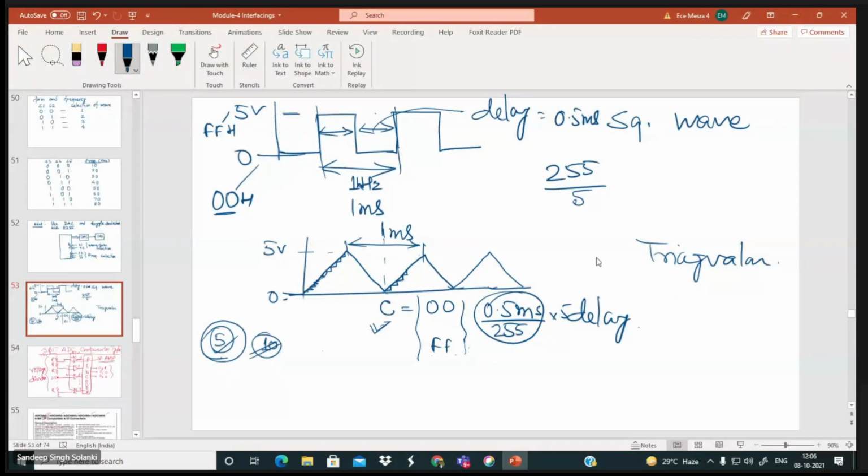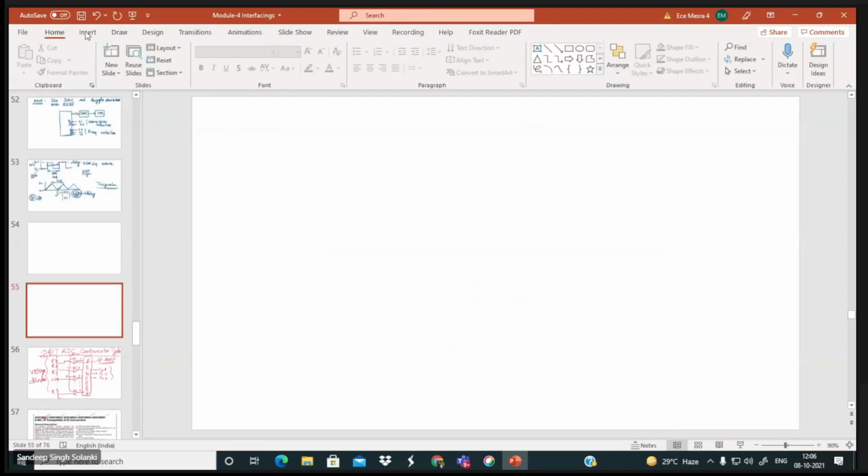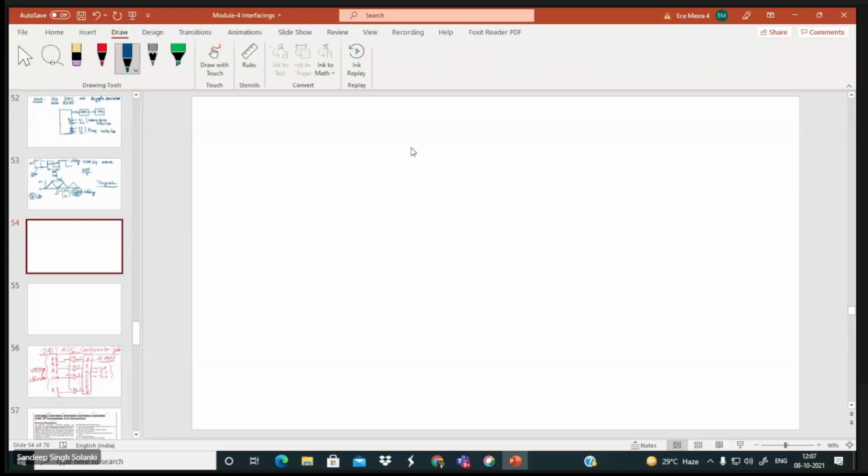Now coming to the other wave, the other wave is your sawtooth wave. So just see the sawtooth wave. This is your sawtooth wave. Okay, so 00 to FF, and after one increment, it will become 00. So are you getting my point? So you need only increment, and increment. So automatically you will be getting it.